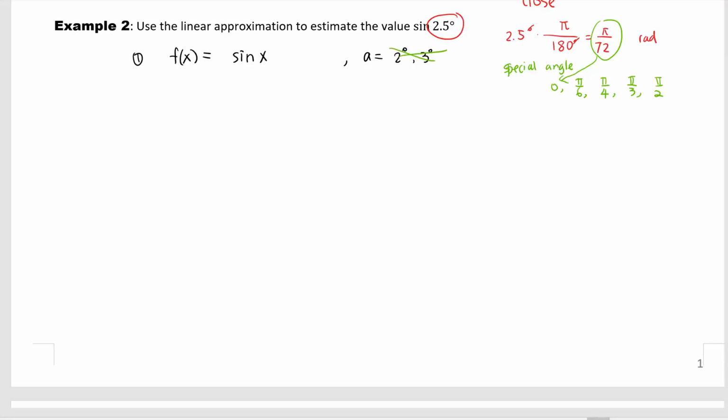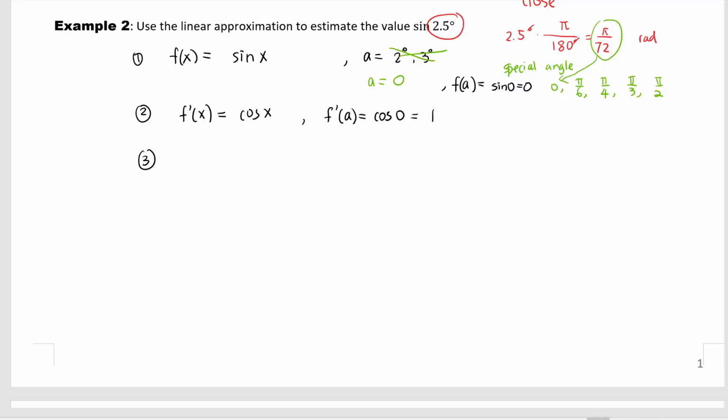Okay, so A is not that. So A is actually 0. Okay, then let's continue. F of A is then sine of 0. That is 0. That is the first step. So far, so good, everybody? Second step, we want to compute the derivative. So the derivative of sine x is cosine x. And what is f prime of a? So that's cosine 0. What's cosine 0? 1.